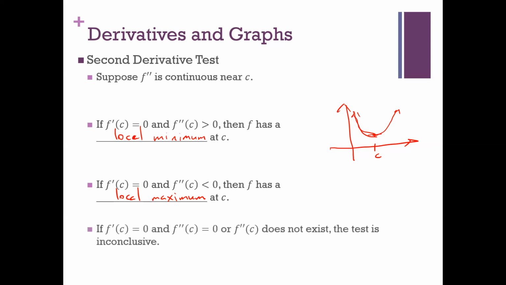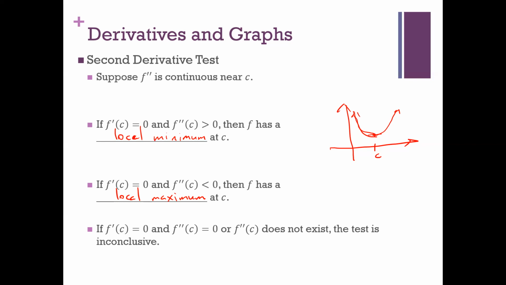If they're both 0, or if f prime is 0 at C and f double prime doesn't exist, this didn't help you. You'll have to make your conclusion some other way. But this is another way that, if you're trying to find local minima and local maxima, the second derivative can help you get there. It's by no means necessary, but something you can use if you'd like to. Any questions on these conclusions here?